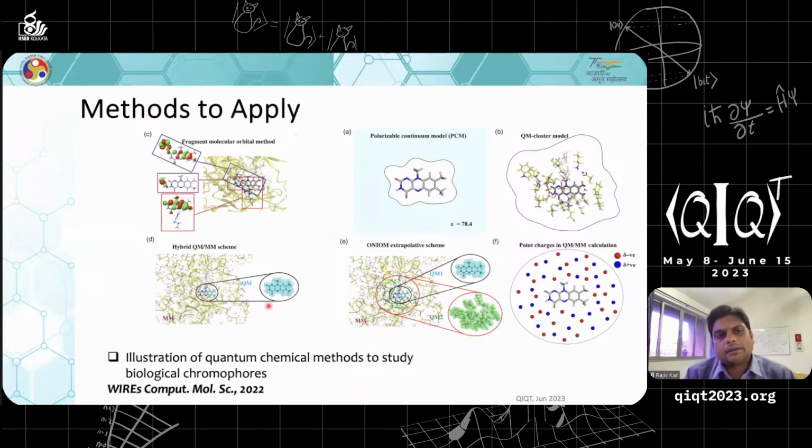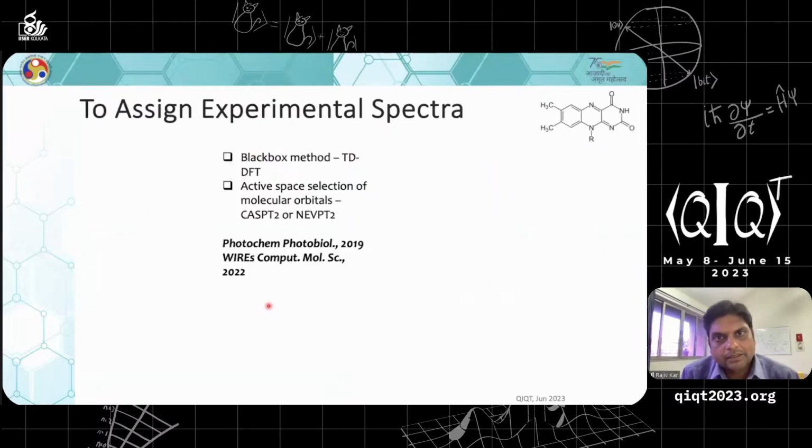So these are some of the methods with which we can account for the biological system and describe the complex phenomena. And we can corroborate with the spectroscopic features. So now let's see some applications of this quantum mechanics.